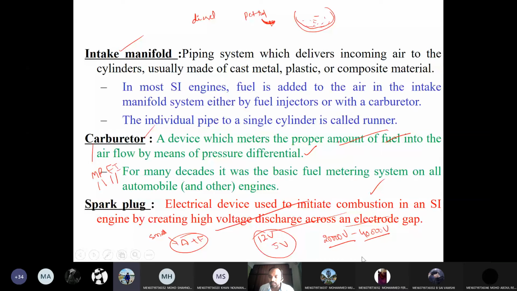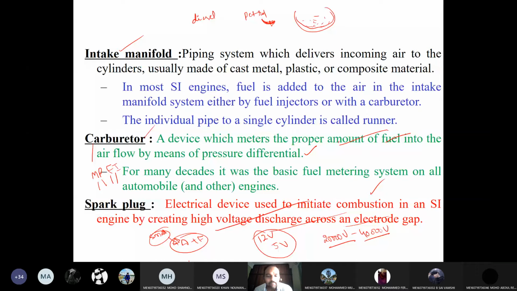Complete combustion is not possible with lower voltage. If you use small volts, what will happen? It may take more time to complete the combustion, right? Due to that lower rate of combustion, the pressure developed inside the engine cylinder will be very low, and that pressure is not sufficient to run the engine.